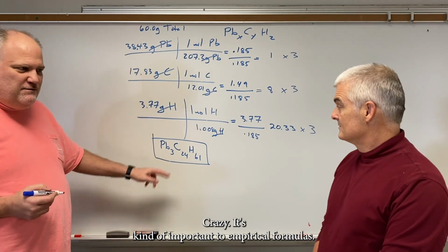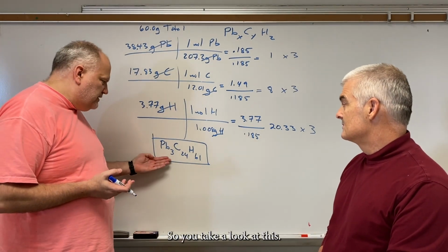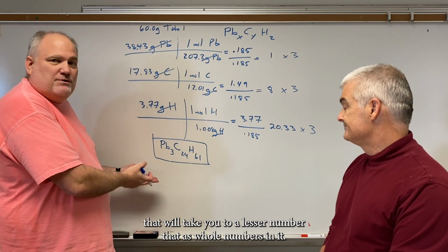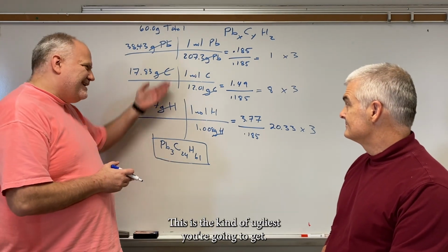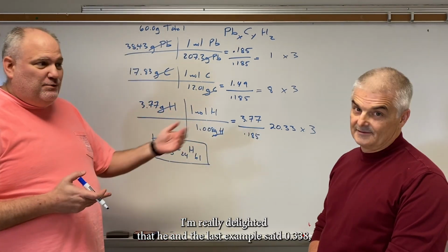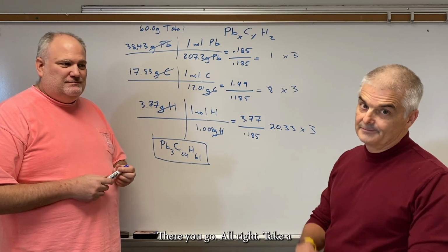By the way, it's kind of important here. Empirical formulas, you cannot reduce them anymore and still have a whole number. So if you take a look at this, there's nothing you can divide this by that will take you to a lesser number that has whole numbers in it. This is the kind of ugliest you're going to get. And I'm really delighted that he, in the last example, said 0.333 because this is one of those that you just faced. There you go.